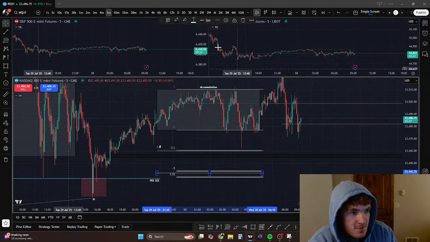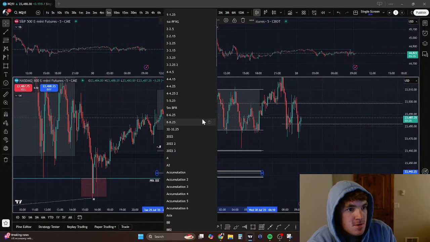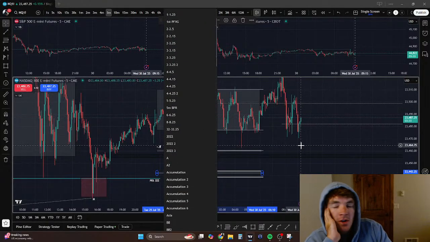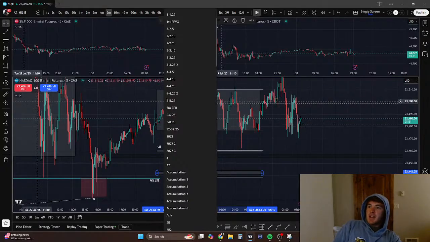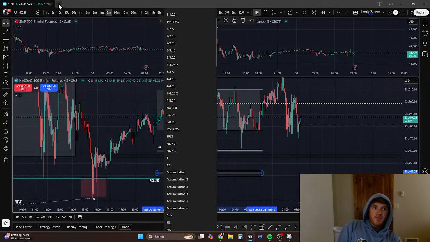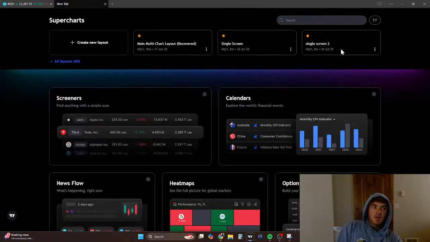Then here's the -1. I kind of want to have this on my other chart though. Because it's kind of messy. I hate having too much stuff on my chart. So I'm going to move this over to my other screen so I can keep my chart clean.